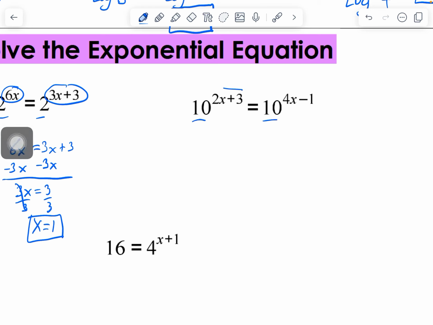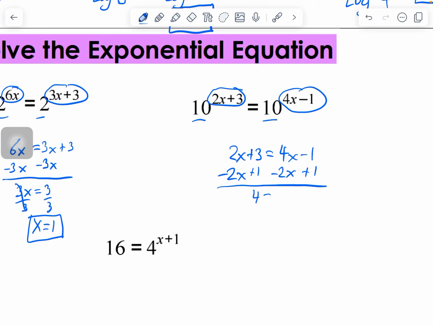We have 10 and 10. Therefore, the exponents have to be the same. So to solve for our variable here, we just set them equal and solve. So subtract 2x. I'm going to add 1 to both sides. We would get 4 equals 2x. Divide by 2.